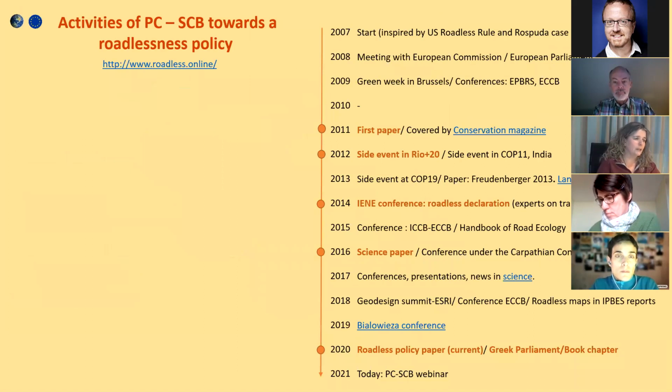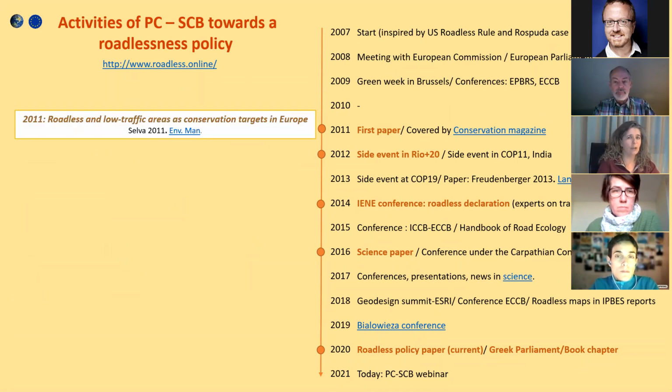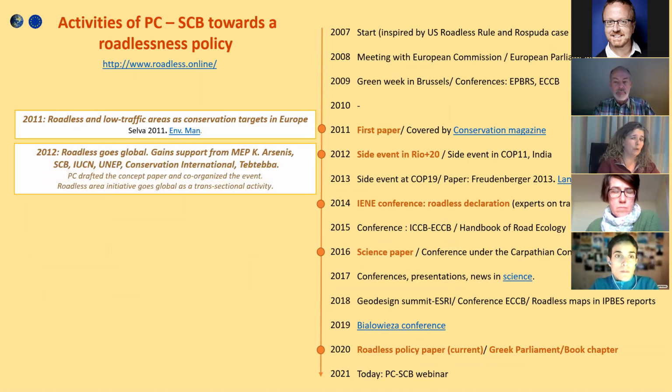This is why it was a long-term initiative of the PC. We started in 2007, and there is a long list of activities. I'm just going to present shortly the milestones, such as 2011, our first paper. The global importance of roadless areas was recognized in a side event at Rio Plus 20, and organizations such as IUCN, UNEP, Conservation International, and even the Bureau of Indigenous People have recognized their value.